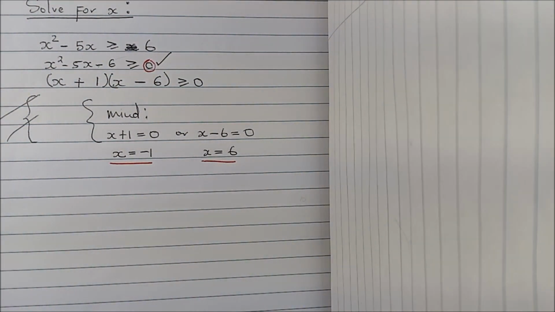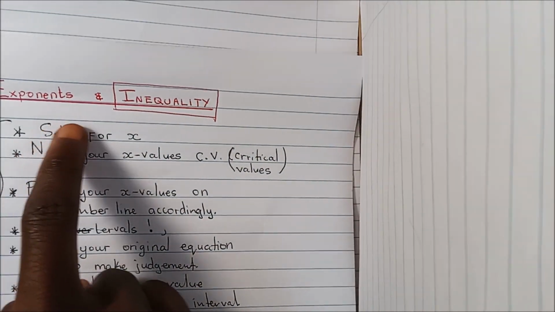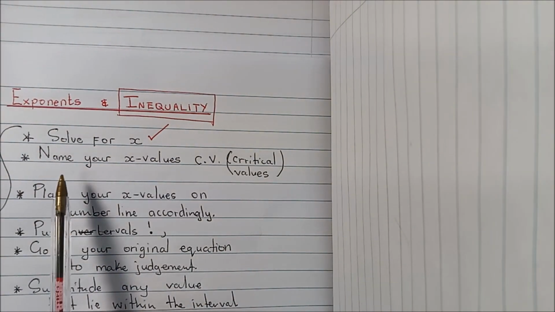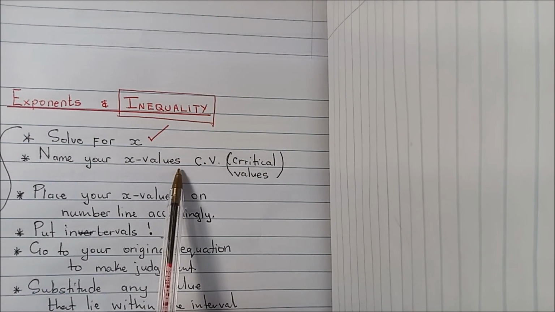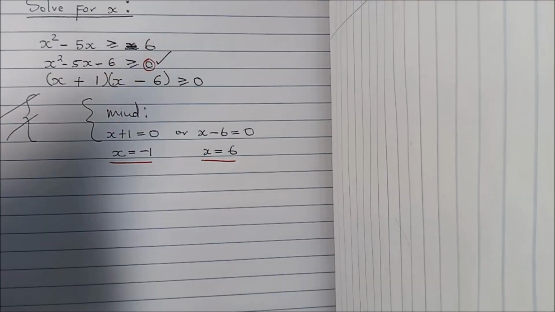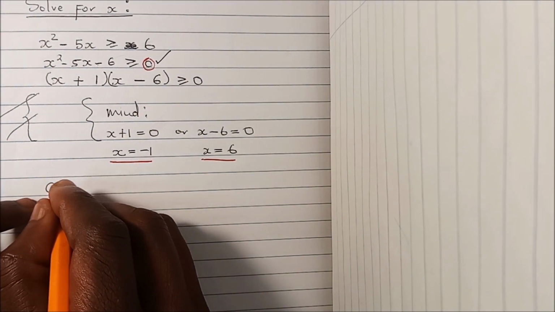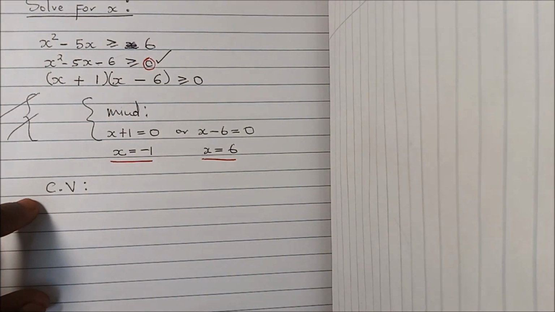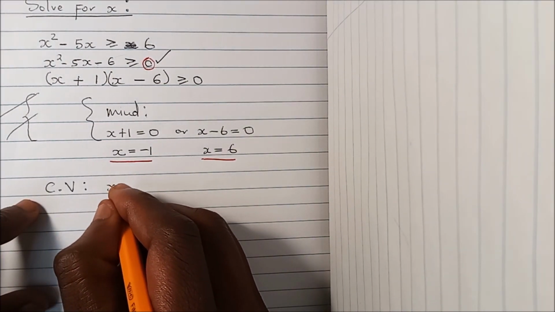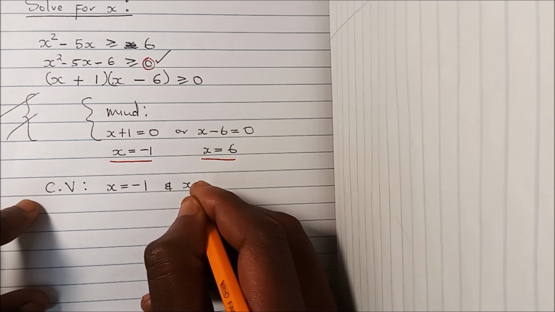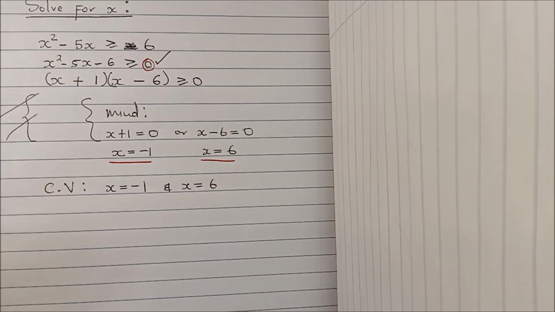So now the first point was solve for x. Did we solve for x? Yes. So now they're saying name your x values, the critical values. So now the second point will be C, V, which are the critical values. First one will be x equal -1, and the second one will be x equal 6.